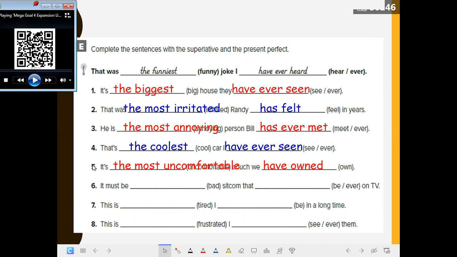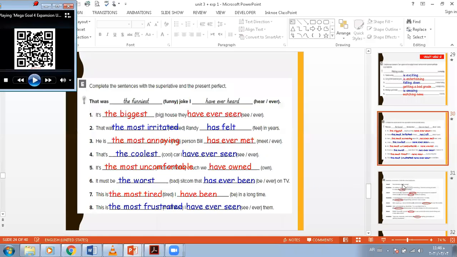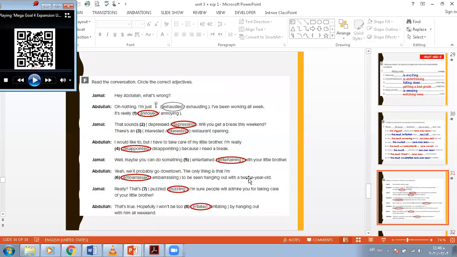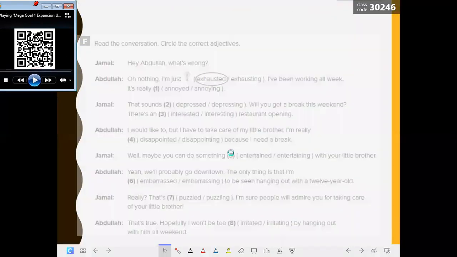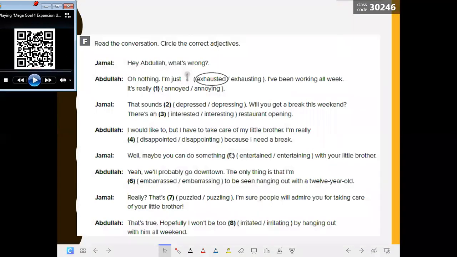Now my dear students, I want to go to another exercise. I want you to answer sentences 6, 7, 8 as homework because I want to go to another exercise. Let's go to exercise F. In this exercise, he wants you to read the conversation and circle the correct adjectives.